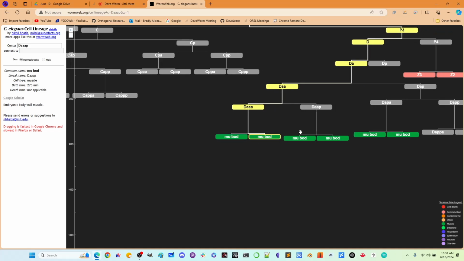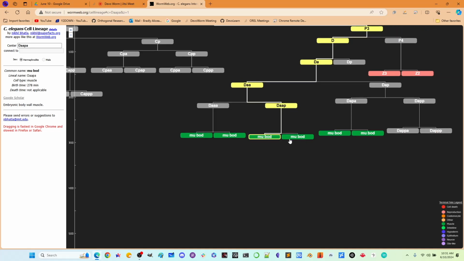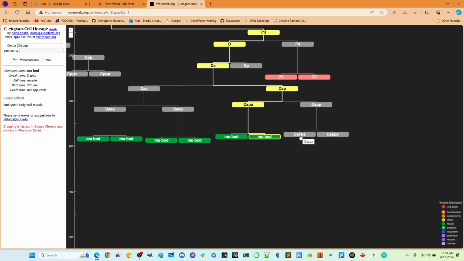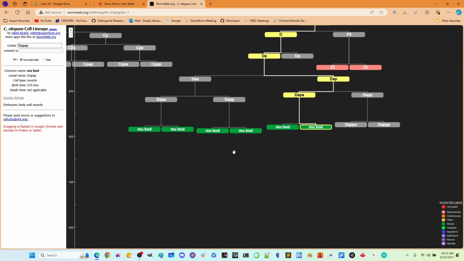This muscle cell is born at 275 minutes, this muscle cell from DAAP is born at 278 minutes, and so forth. So we can see that at around this time of 270 to 280 minutes, we're starting to get these muscle cells, MU-bod, basically the body wall of the worm. So we're starting to get parts of the anatomy being formed at that stage in development.